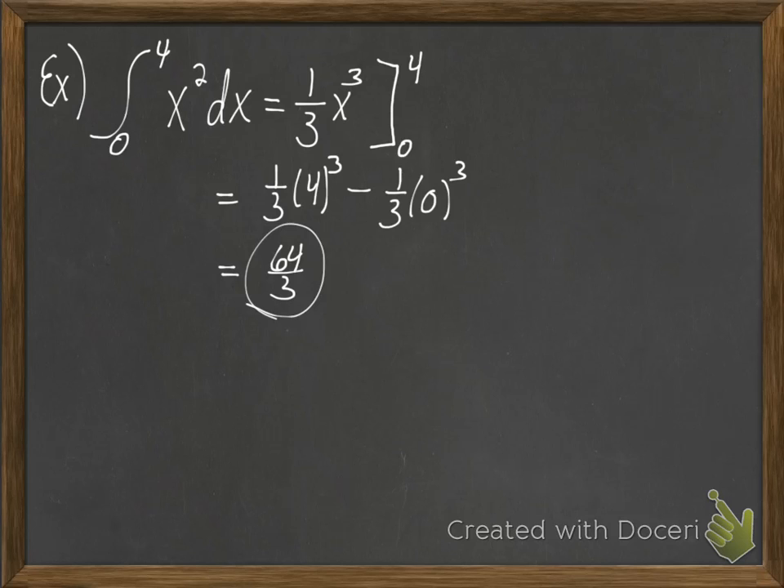So the definite integral there is 64 thirds. Computing these definite integrals really isn't that bad. It's just that extra step of now evaluating it at the endpoints. Like I said, quite remarkably, what it does do is it actually finds that area beneath the curve.